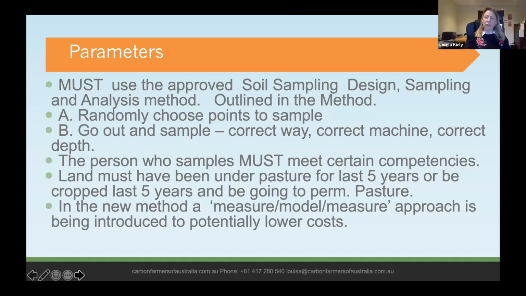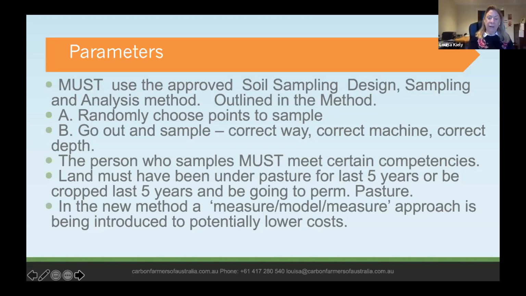So the farmer cannot just say, okay, I've registered, I'm doing this project on my own, not with a project developer, but I can't go out and measure my own soil. I must engage somebody who is qualified. Those are the type of people at my conference, and a couple of them are now coming there. The land must have been pasture for the last 5 years in a new method.